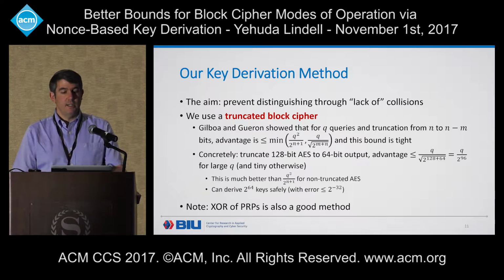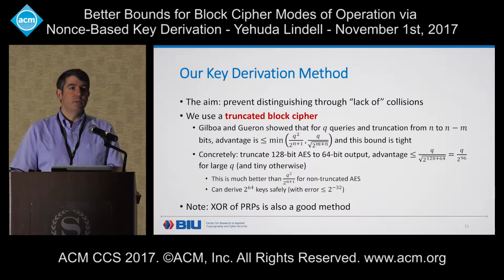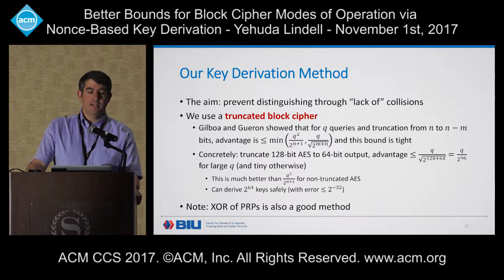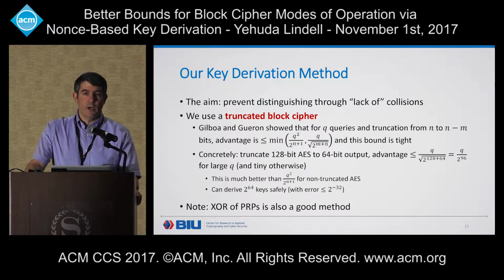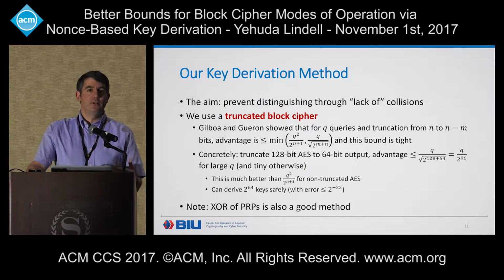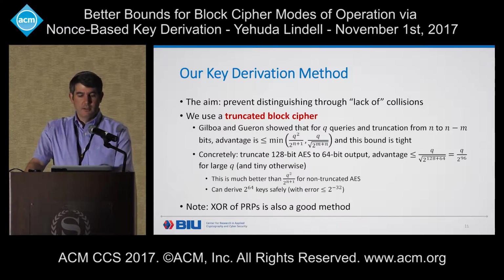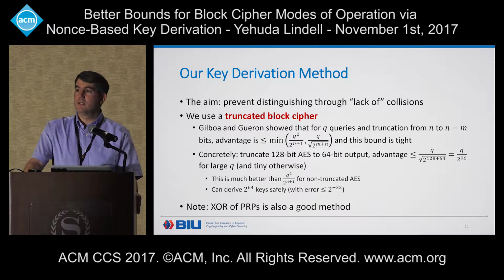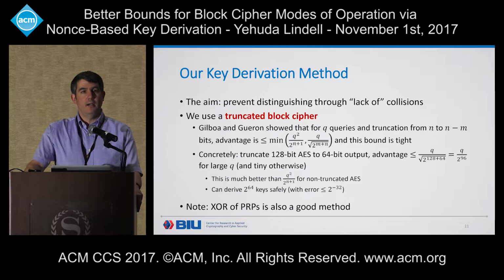And they showed a tight bound of the minimum between q squared over 2 to the n, which is the standard birthday collision, and the second term, q over 2 to the (n+m)/2 (the square root of 2 to the n plus m), where m is the amount you truncate and n is the block size. That looks a bit hard to swallow, so let's just look at concrete numbers. If we take a 128-bit block, like in AES, and we truncate it to 64 bits, so we throw away half the block, then the advantage is q over 2 to the 96 for q derivations.